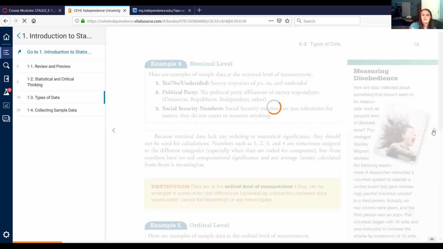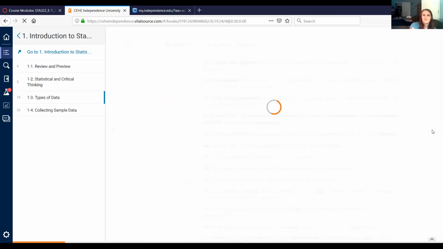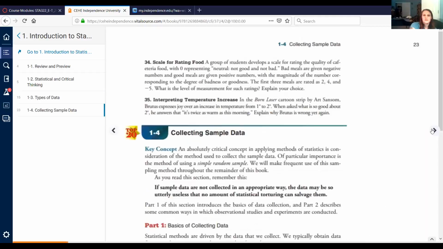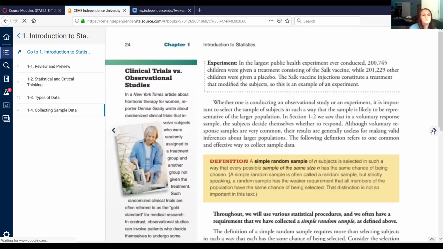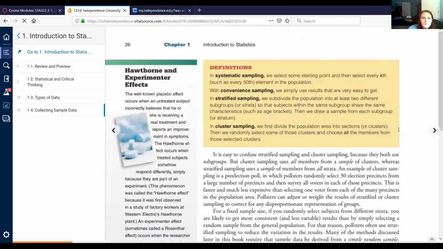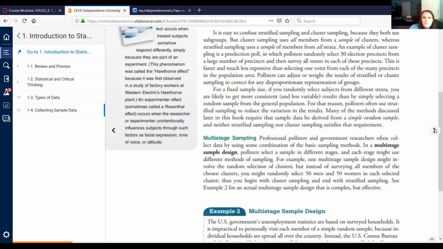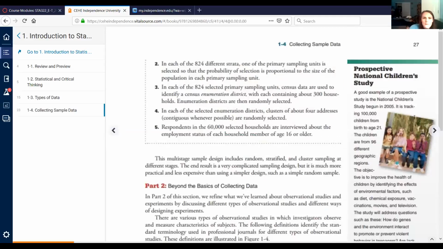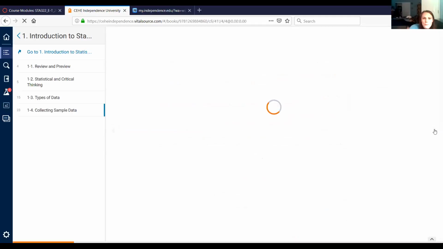I may have gone past it already. What was his name? His name was George Gallup. You've heard of Gallup polls. He was the founder of the Gallup polling organization.